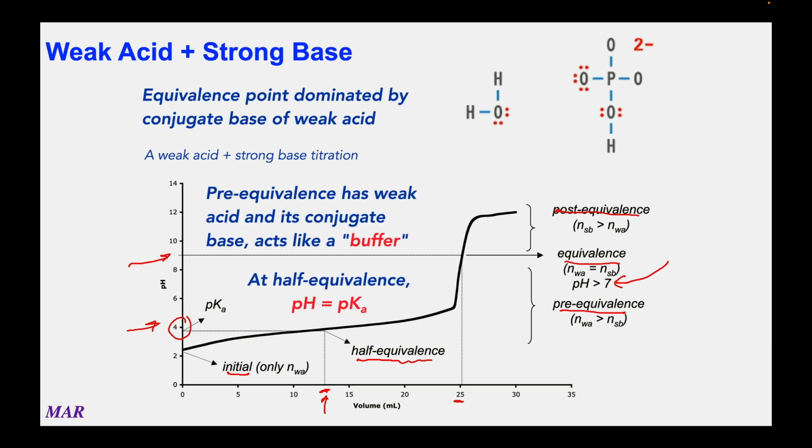The pre-equivalence region will act like a buffer. We can actually use the Henderson-Hasselbalch equation in there to describe the pH of this buffer system. So you can see right in here, the pH change is pretty gradual. That's going to be a buffer region. HH equation to the rescue. Big surprise. I love the HH equation. I'll use it anytime I want. It also explains why at half equivalence, pH and pKa are the same. Because if the moles of base are half of the acid, that's going to get you to half equivalence, and pH equals pKa.